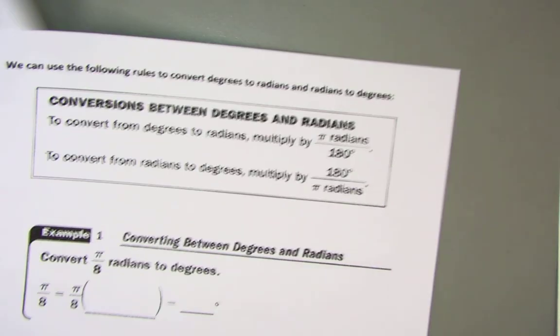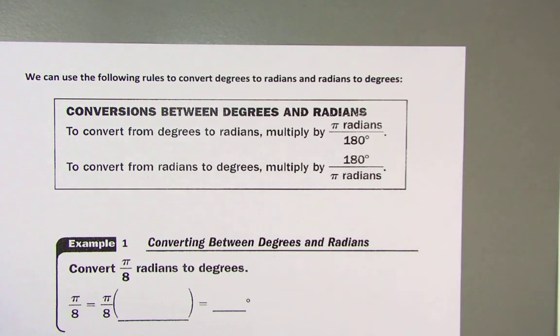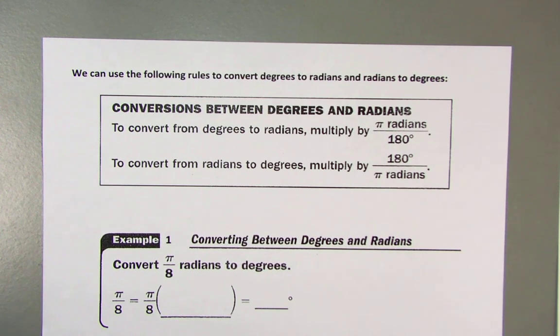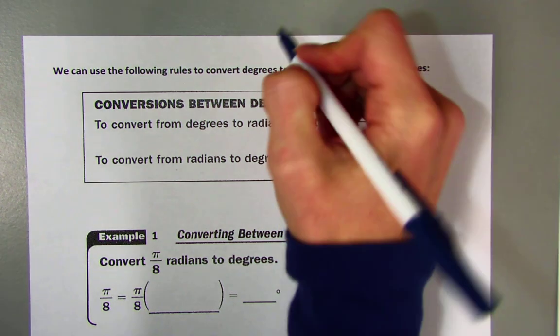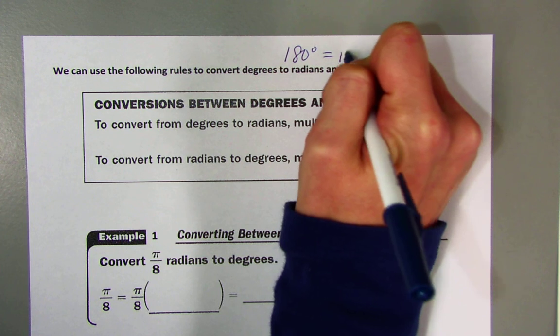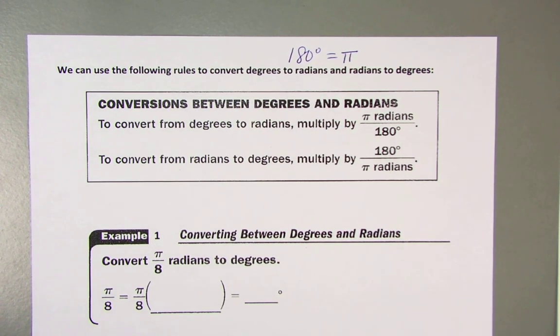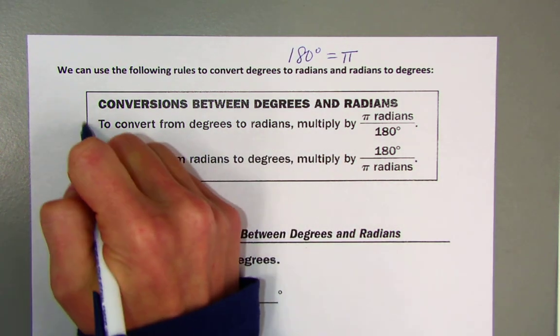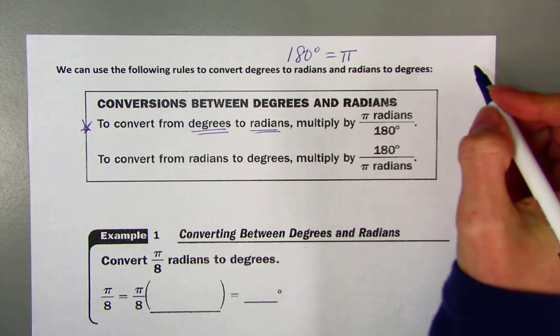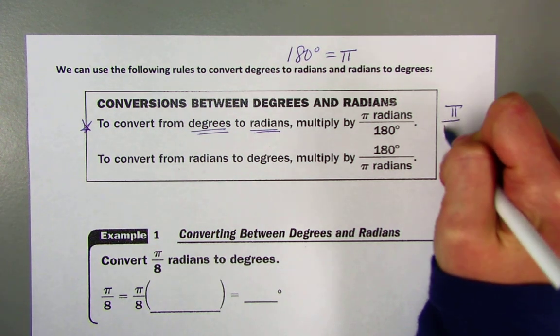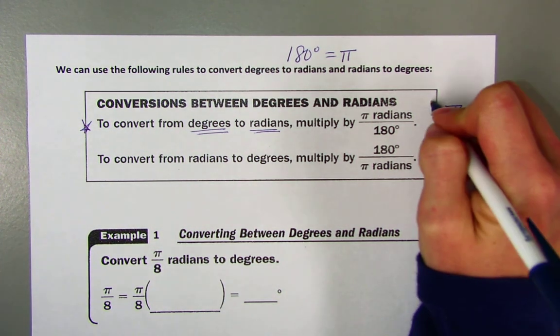Flip your sheet over on the back. We're going to do a couple examples to get you set up for class tomorrow. We can use the following rules to convert degrees to radians and radians to degrees. Since you know that 180 degrees is the same thing as pi radians, we can use a conversion, and we can write it 2 different ways to represent this relationship. If we're converting degrees to radians, we're going to multiply by the proportion pi over 180 degrees, and we can write it this way.